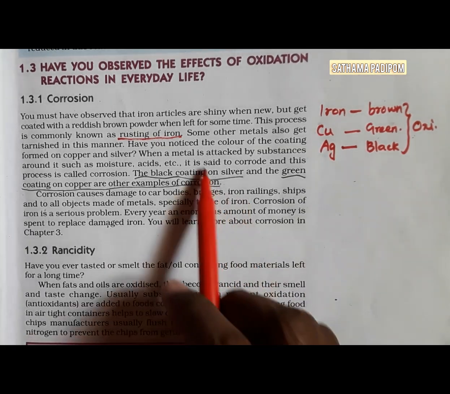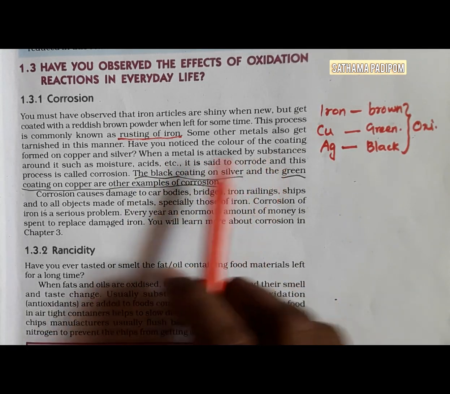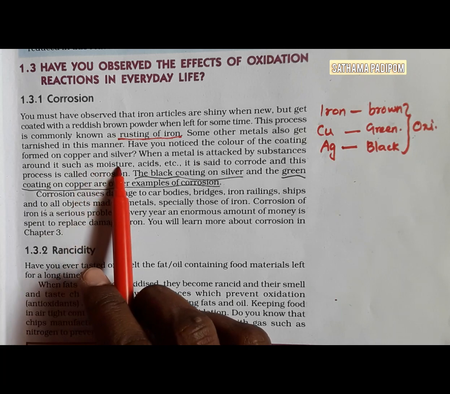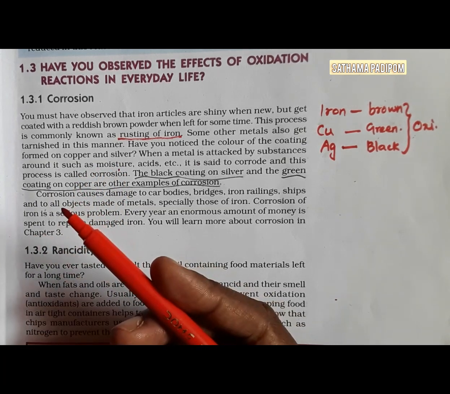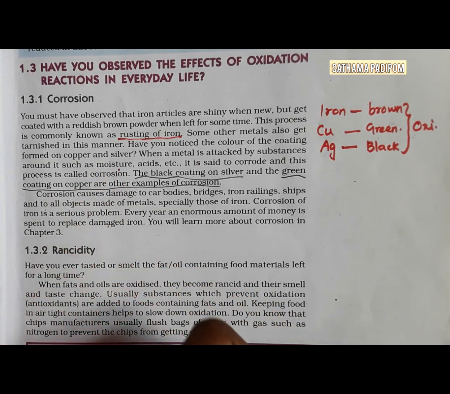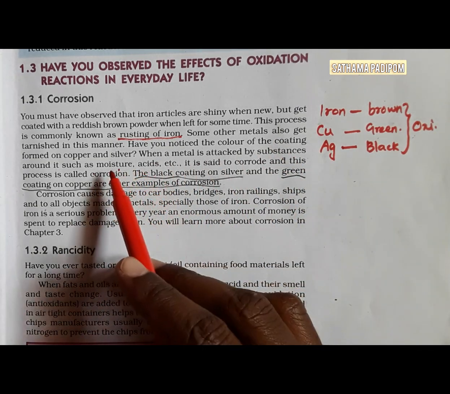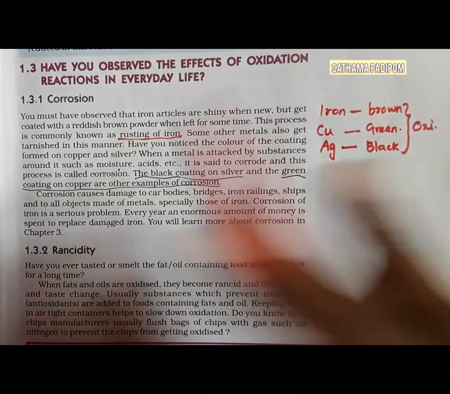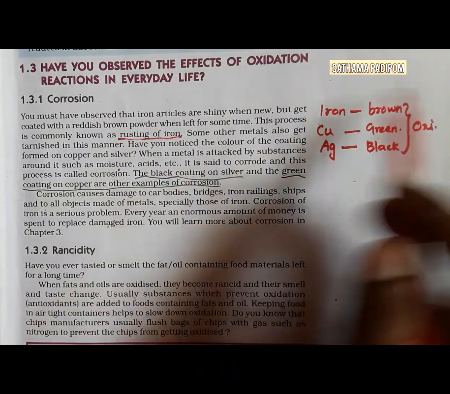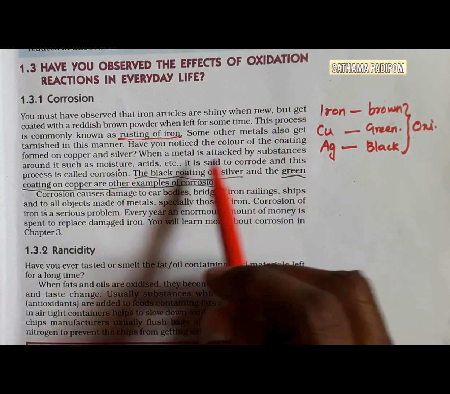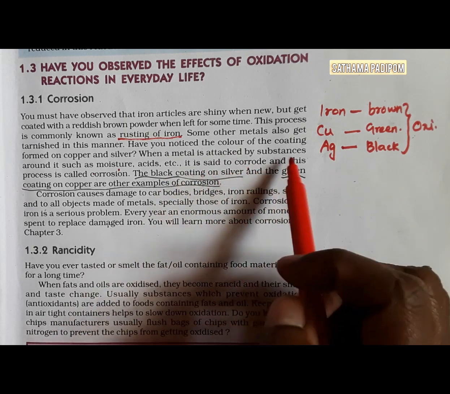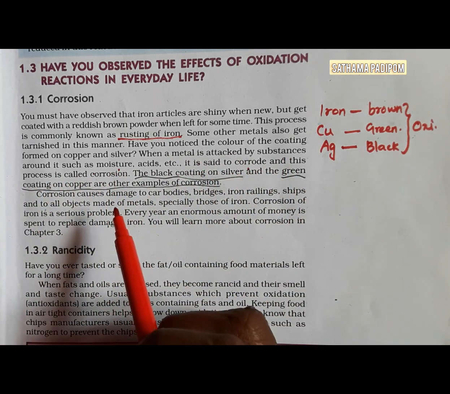And next, when a metal is attacked by substances around it, such as moisture, that is water, and oxygen, as well as acids, it is said to corrode, and this process is called corrosion.